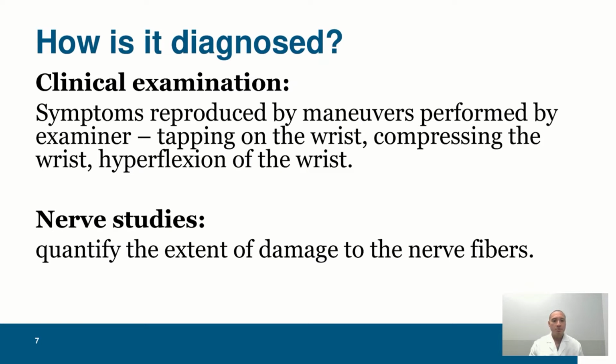The symptoms can be reproduced by performing certain maneuvers upon examination, such as tapping on the wrist over the nerve in this area here, compressing the nerve on the wrist, or also performing hyperflexion of the wrist. All of these maneuvers increase the pressure on the nerve. And then once you have a clinical suspicion that there is in fact carpal tunnel syndrome, the next step is typically to order a nerve test, which can then quantify the degree of damage to the nerve.